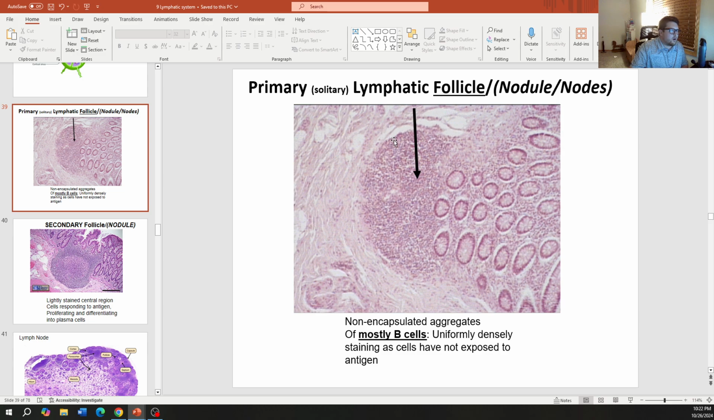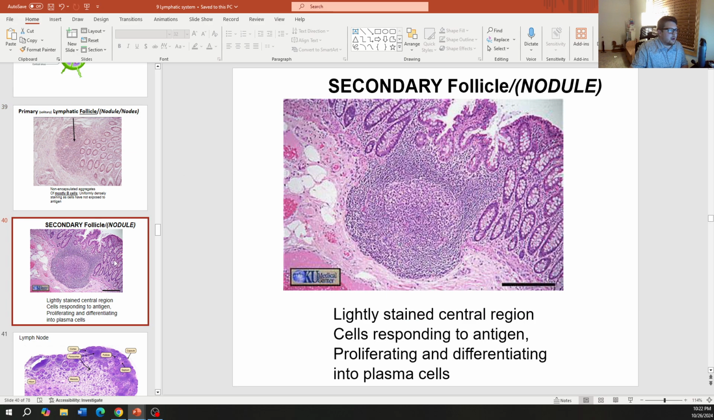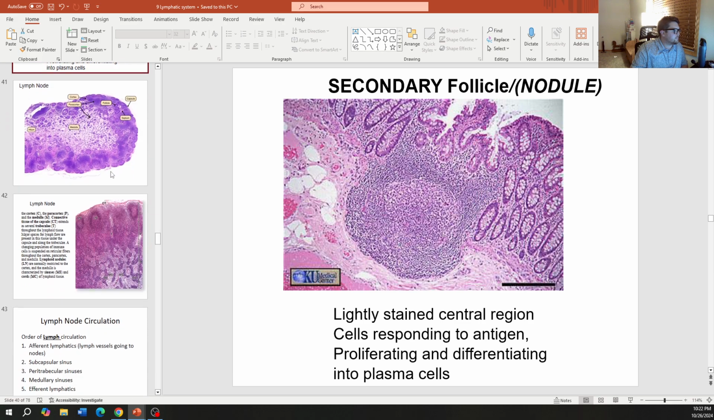So here we have all clumped up just like this, mostly these B cells. We're going to see uniformly dense and stained quite dark on this picture. Is that our primary follicle? Our secondary follicle, we have a lightly stained central region because this is now responding to the antigen. It's proliferating and differentiating, or changing, into the plasma cells that it needs.